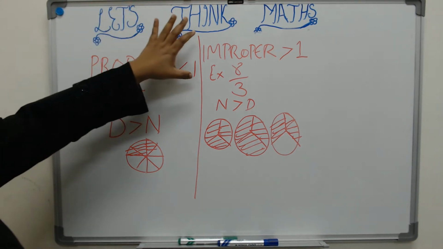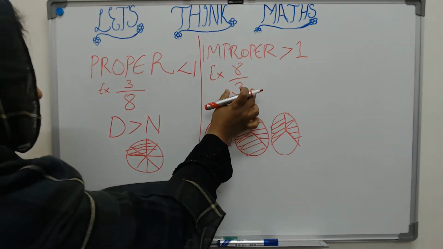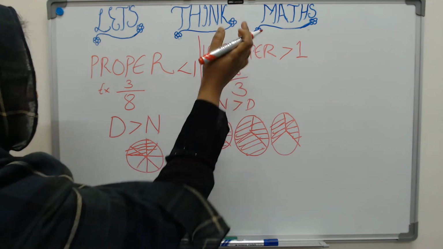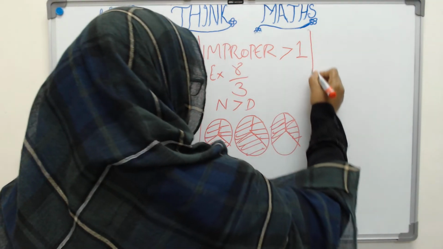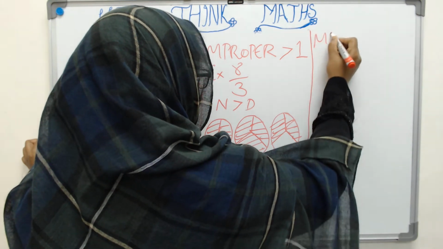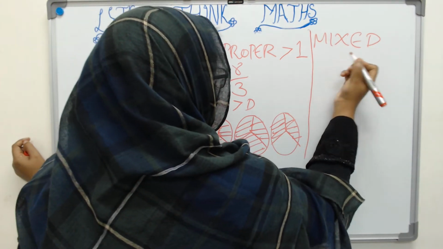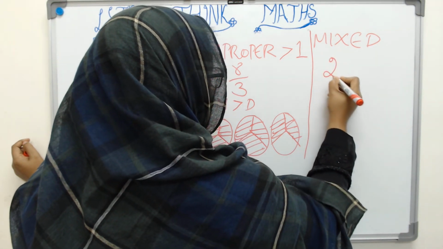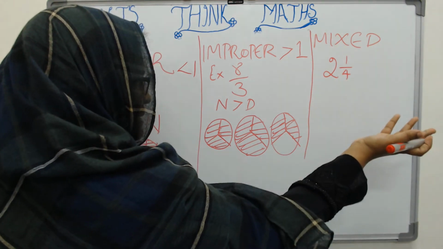An improper fraction will always be greater than 1. Why is that? Because this denominator is less than the numerator. Now the third kind is called a mixed fraction. Just like the name suggests, it has two kinds. It has a whole number and it has a fraction. That is why we call it a mixed fraction.